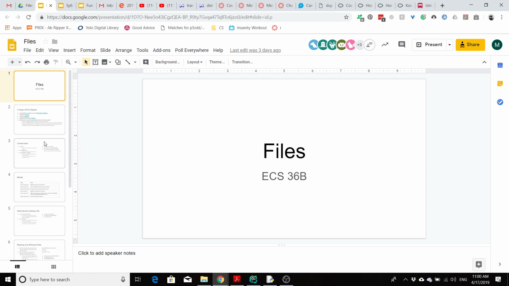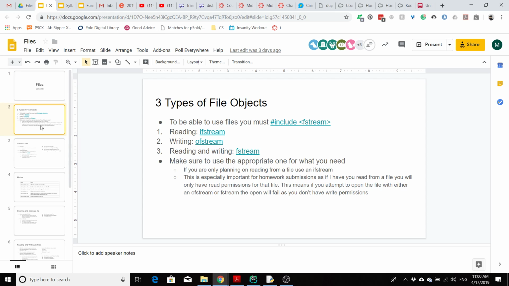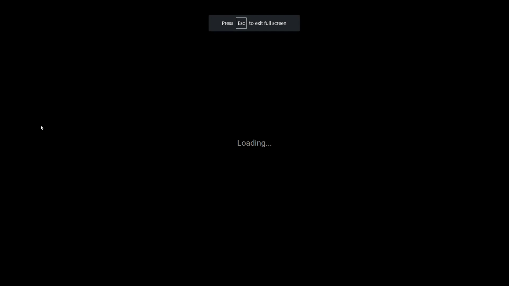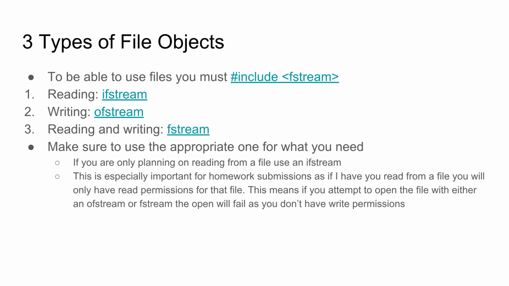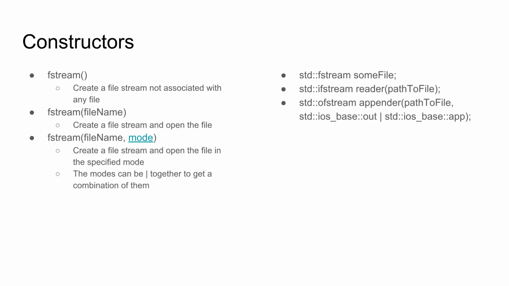Okay, so last time we left off, we were talking about files, right? And we said that there were three types of file objects. There's the ifstream, the ofstream, and the fstream. ifstreams are for reading, ofstreams are for writing, fstreams are for if you want to do reading or writing. Make sure you use the appropriate one for the appropriate situation. If you're only planning on reading, use an ifstream. Only planning on writing, use an ofstream. If you need to do both to that file for whatever reason, use the fstream.